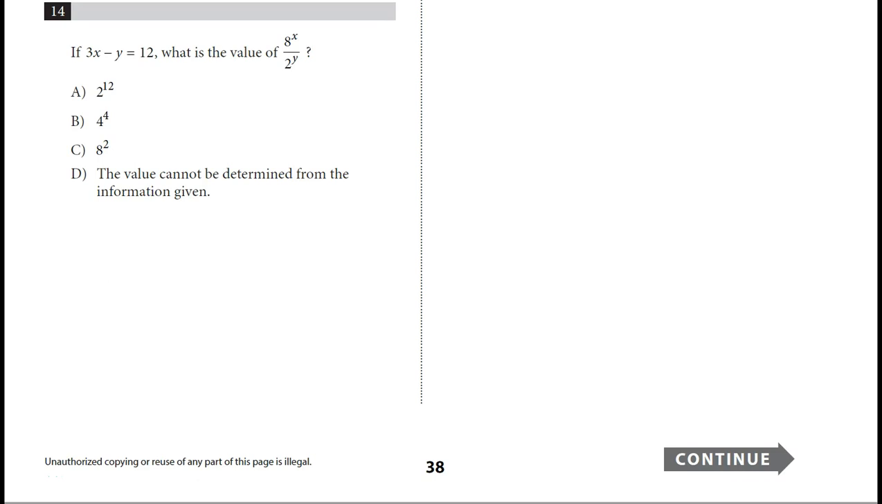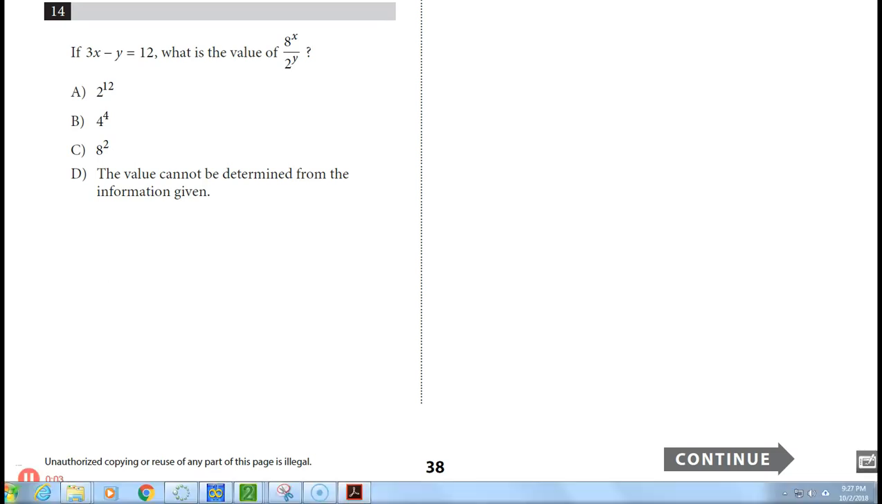All right, number 14. We're getting to the second to last multiple choice one here on the no calculator. So I look at this problem. It looks pretty straightforward. If 3x minus y is 12, so I know that this has to be true. What is the value of 8 to the x power divided by 2 to the y power?